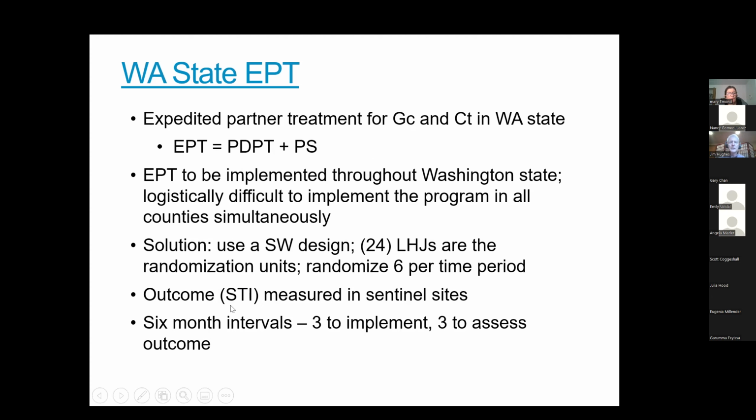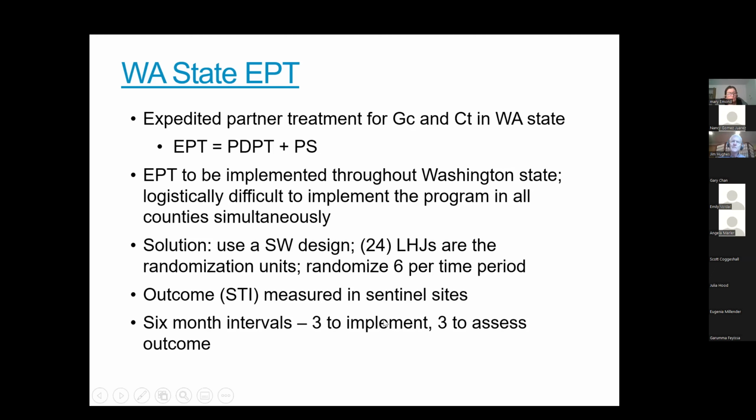And then we had sentinel sites across the state that reported gonorrhea and chlamydia. Well, gonorrhea is a reportable disease to the state, so we could get state data on rates of gonorrheal disease in the state. And chlamydia, we were measuring at these sentinel sites throughout the state.